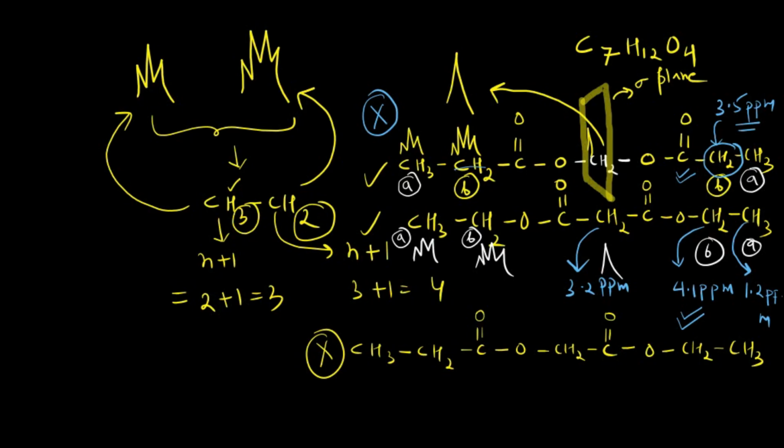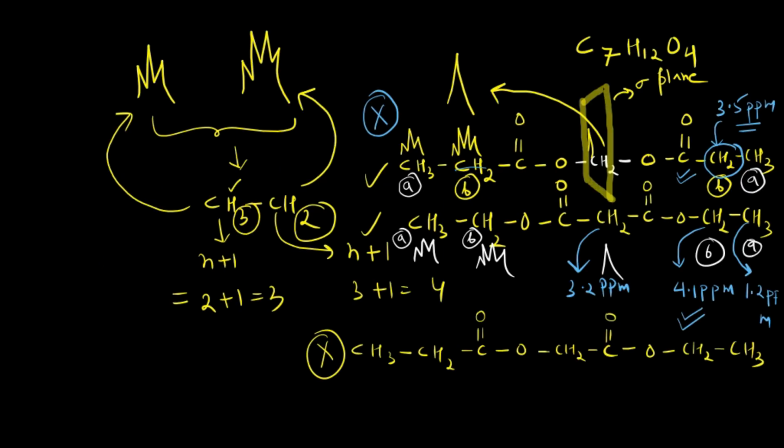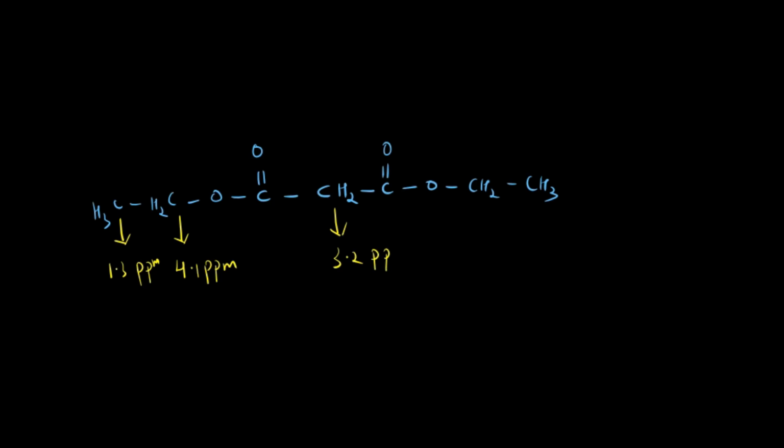So I am drawing this again. For this one somewhere around 4.1 ppm, I think. Let me go back. Yes, 4.1 ppm, and for this it is 1.2 or 1.3 ppm, whatever. And this singlet is appearing at, let me check, 3.2 ppm. And this is basically your diethyl malonate. Okay, so this is the correct answer.